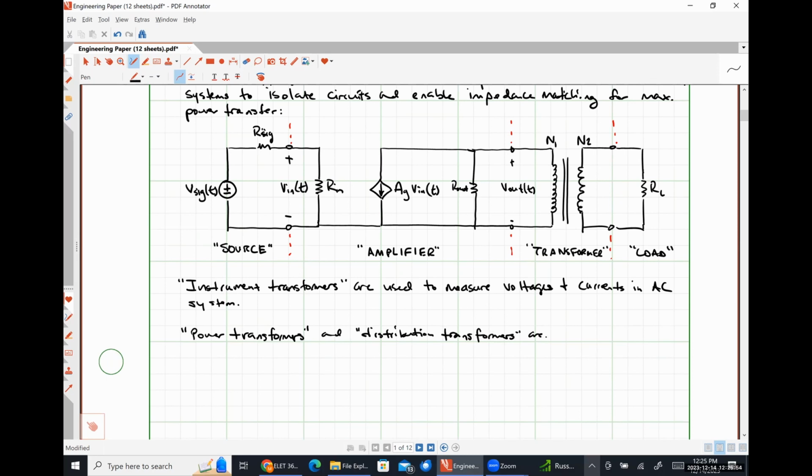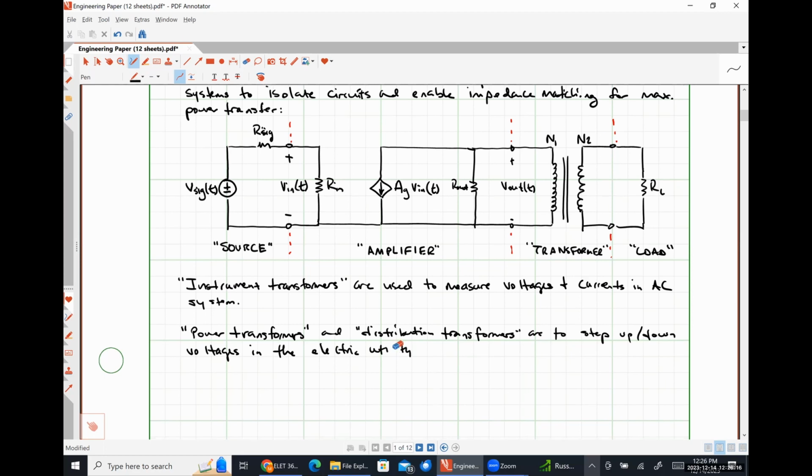And these are used specifically to step up or down voltages in the electric utility industry. I put too many T's in utility.